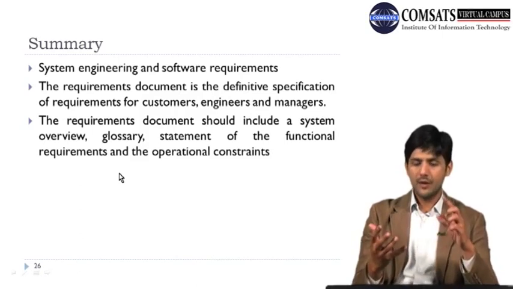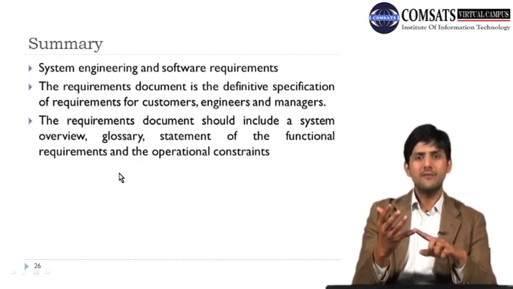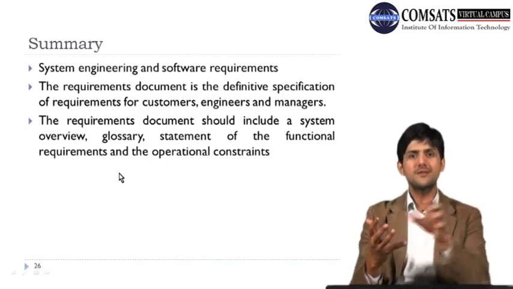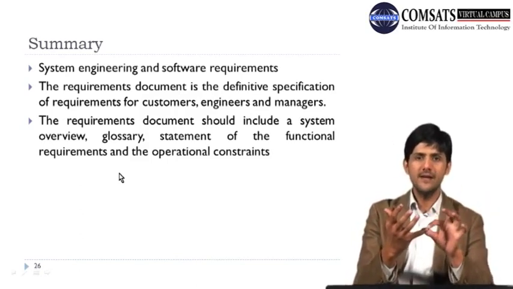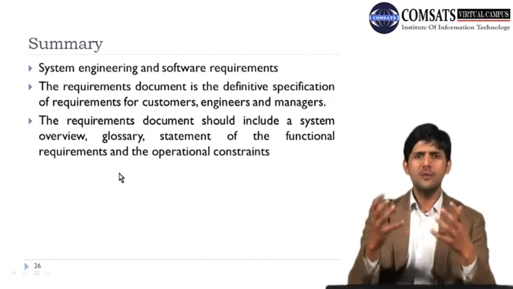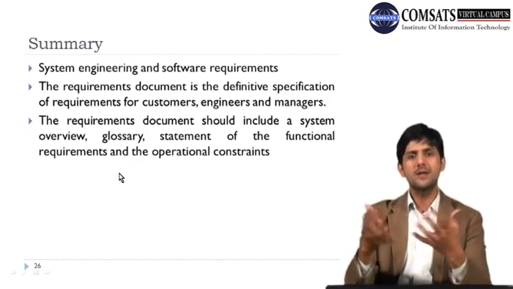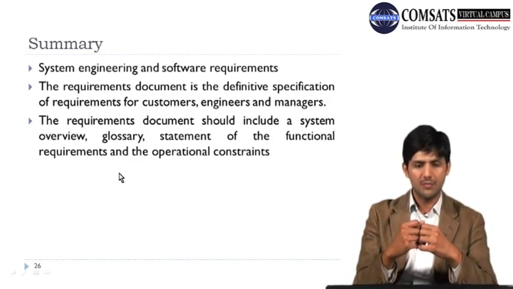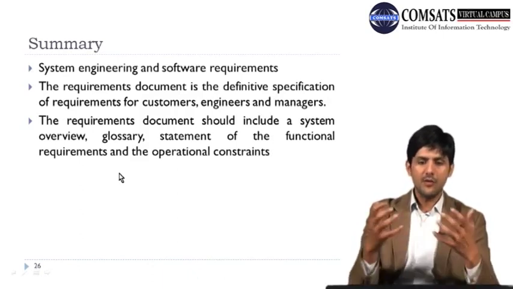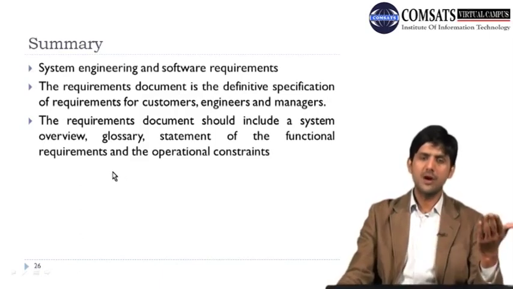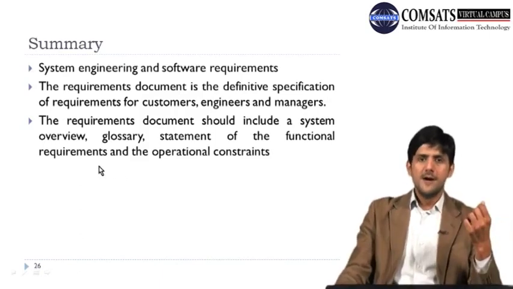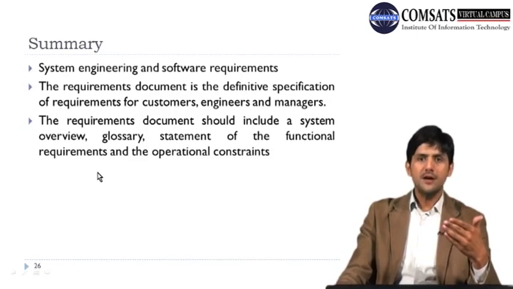And we said that we need to adopt a template. When we adopt a template, we do not use it straight away. We customize it according to our needs. Requirements should be written concisely and clearly, and they should not have too much technical jargon or domain jargon. And then the requirements document should include a system overview, a glossary, and a statement of the functional requirements and operational constraints. So that's it for today's lecture.